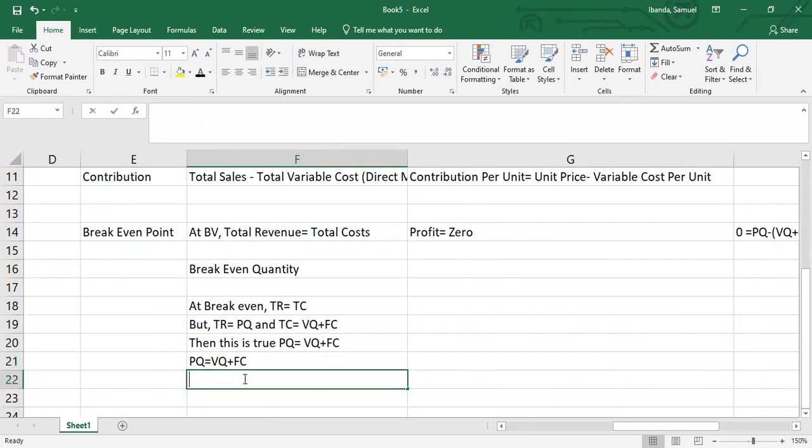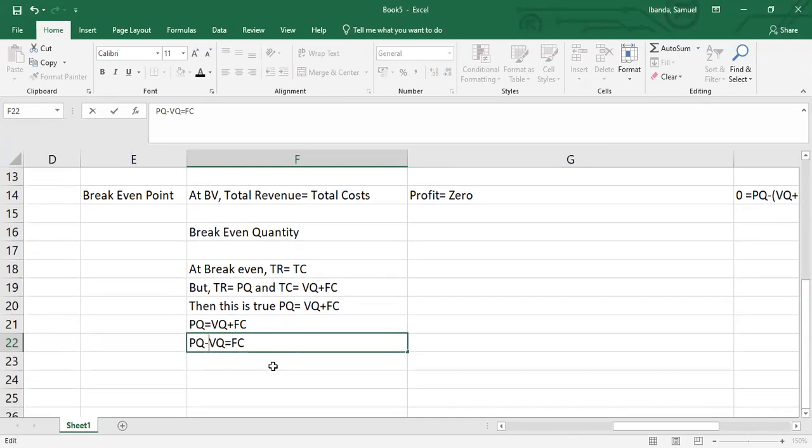So what will happen? I'll have my PQ minus VQ equaling FC. Now you know that when you move something from one side to the other, it becomes a negative. That is why it is like that. You get it? Now, once I have this, I can take Q out of the bracket, and then I'll have P, which is my price, minus V, which is my variable cost per unit, and this will always equal my fixed cost.